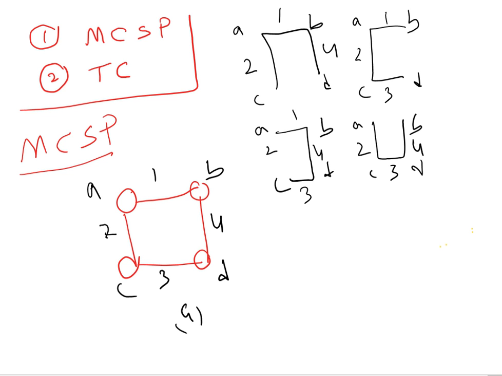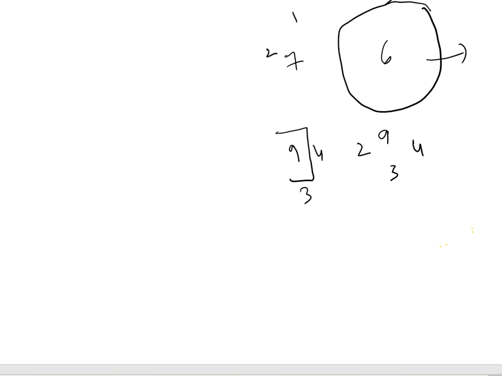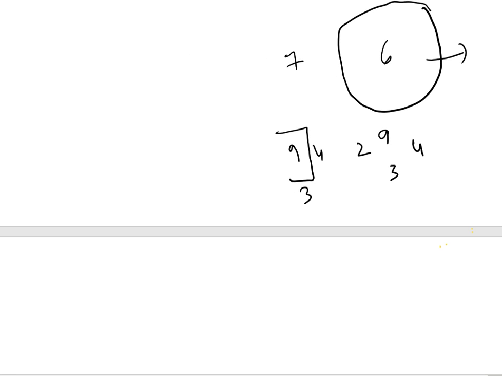So what is the cost of this? 2 plus 1 is 3, 3 plus 4 is 7, 3, 5, 6, 3, 4, 5, 9, 4, 5, 6, 7, 9. So what is the minimum cost? The second one is the minimum cost spanning tree for the graph G. So for any graph we have a minimum cost.